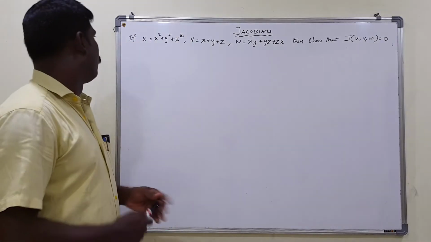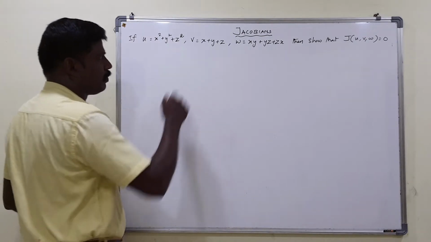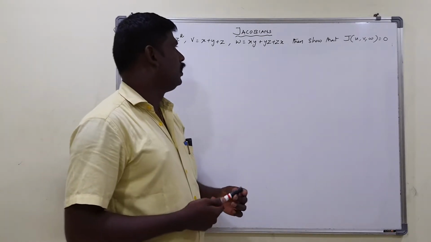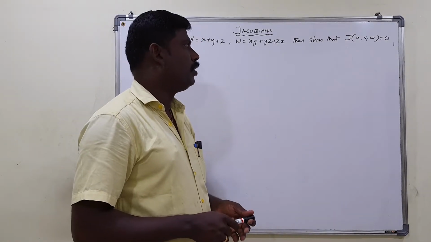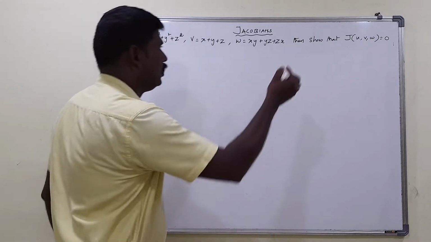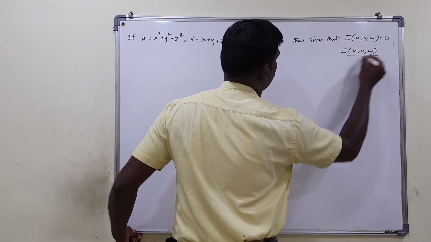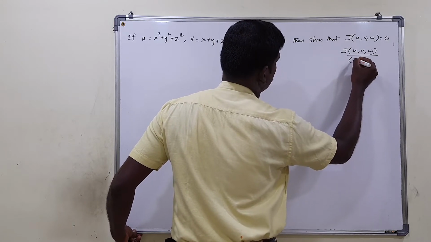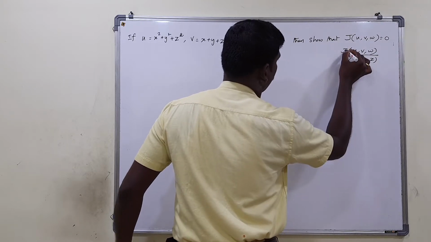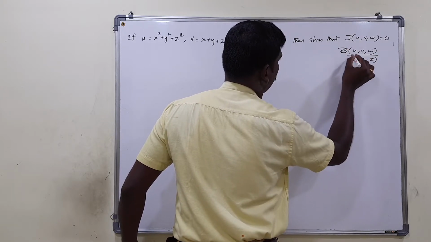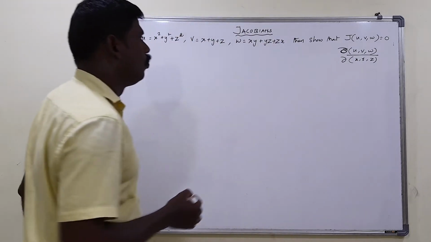Right. So first problem: if u is equal to x square plus y square plus z square, and v is equal to x plus y plus z, w is equal to xy plus yz plus zx, then show that Jacobian UVW is equal to 0. That is, Jacobian of UVW with respect to x, y and z. Okay, right? That is, we want to find out dou of UVW with respect to partial derivative of x, y, z.